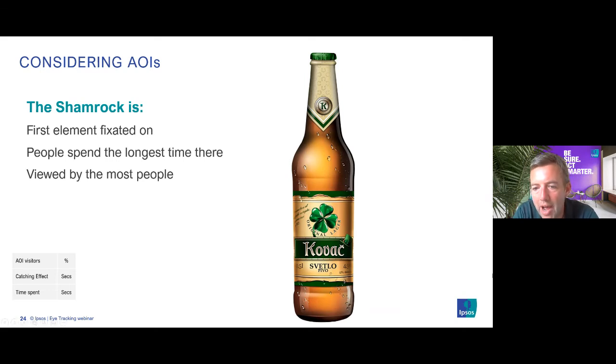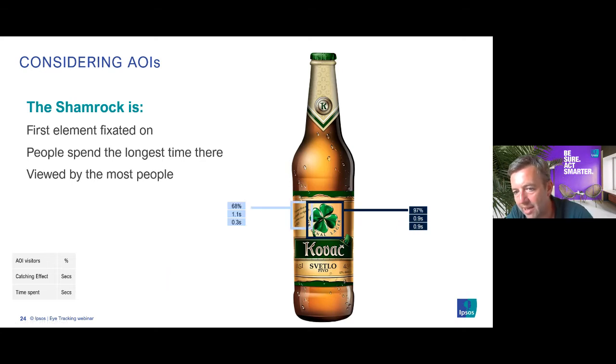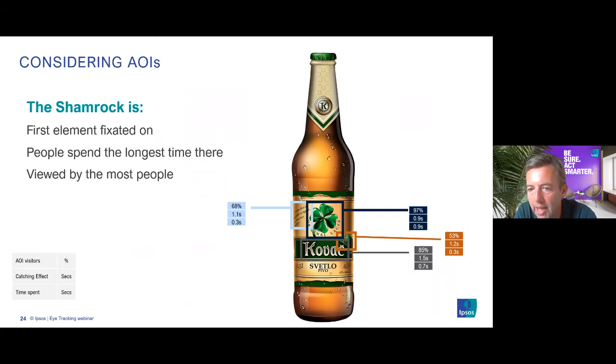So with our AOI data, we know that the Shamrock is the first element which is fixated on. Everybody sees it. They spend on average 0.9 seconds, and they arrive after 0.9 seconds as well. There's the definition here. If we just take that in order to represent what we've just seen in a heat map, we can see that people then are intrigued a little bit by the text on the left-hand side. They're picking out the hat as well, and going in order of viewing here. They're then looking at the brand name.